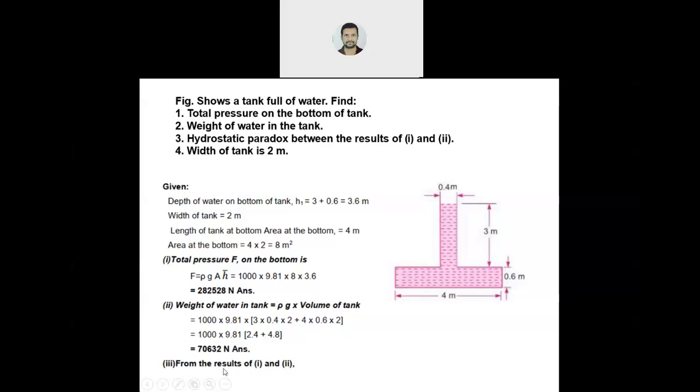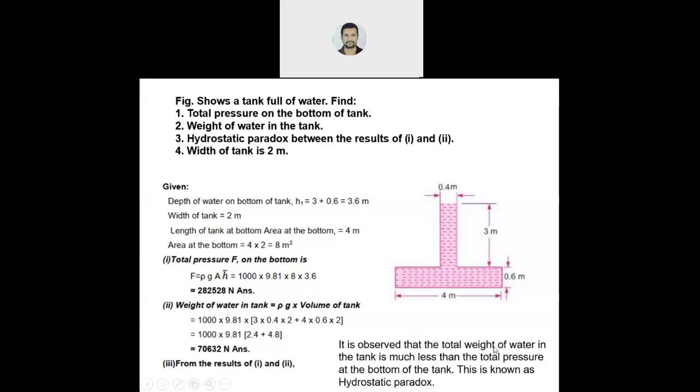Now from results 1 and 2, what do you find? Which one is smaller, which one is greater? The weight of water is less than the total pressure which is acting. Here we can observe that the total weight of water is less than the total pressure at the bottom of the tank. This is the hydrostatic paradox. Clear? The weight of water is very much less as compared to the force or total pressure acting at the bottom of the tank.